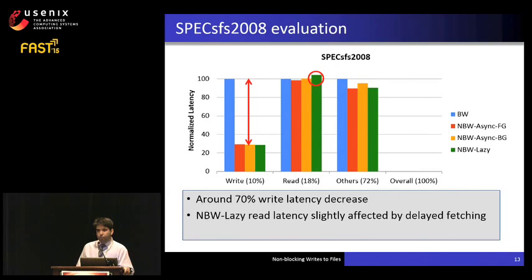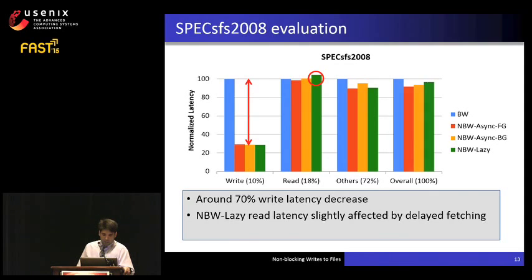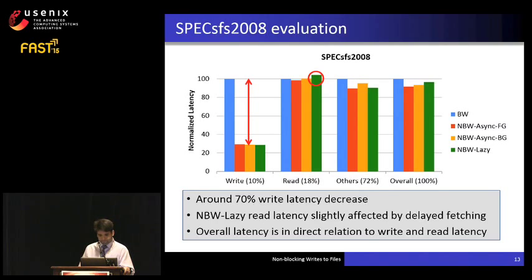Others, which represent 72% of all operations, are metadata operations which do not contribute significantly to the overall latency. So for the overall latency, we can see that the different modes of non-blocking writes improve on them, and they improve in direct relationship to the write and read latency.